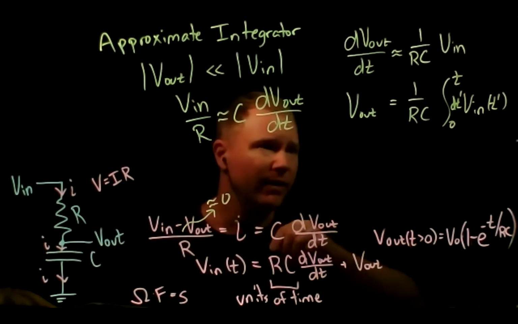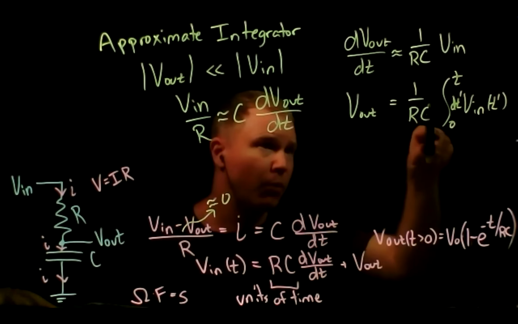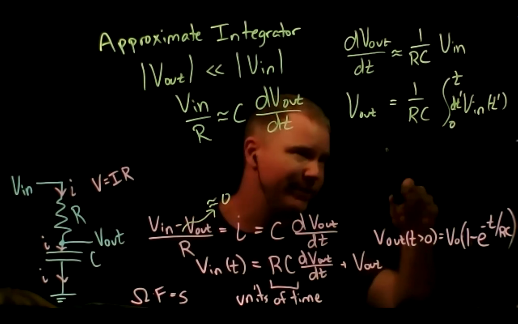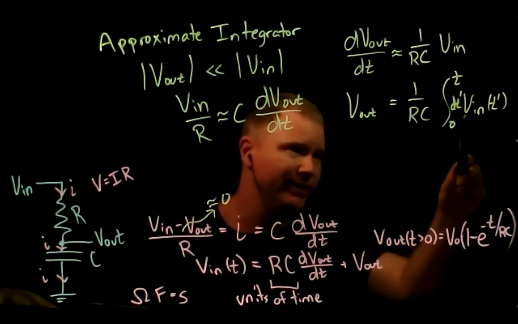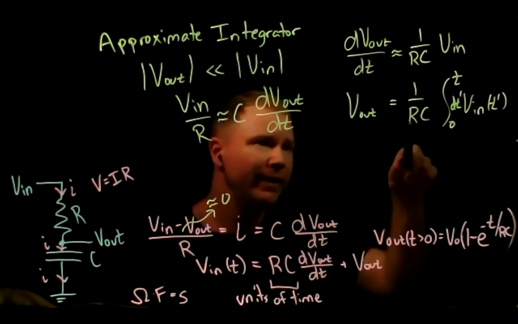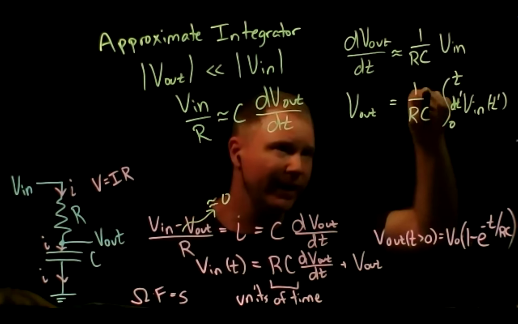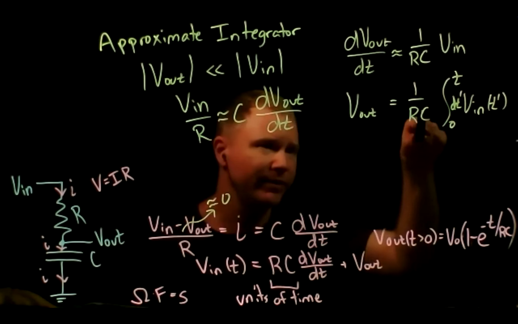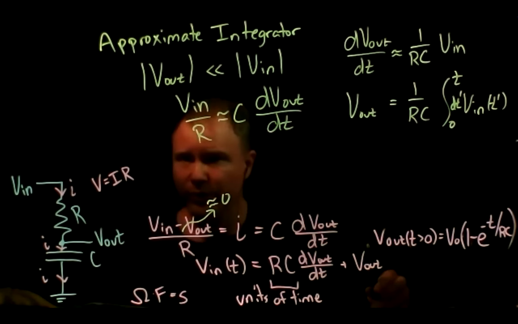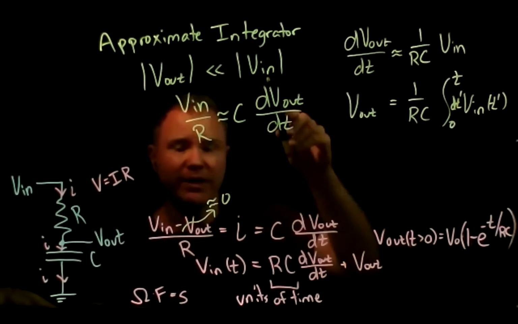the output is proportional to the integral of the input. And it has to be proportional because the units have to work out, right? This is a voltage and dt is the time, so there has to be a 1 over time as the constant of proportionality, and that constant of proportionality here has units of time. All right, so this is the math behind how we can get an approximate integrator.